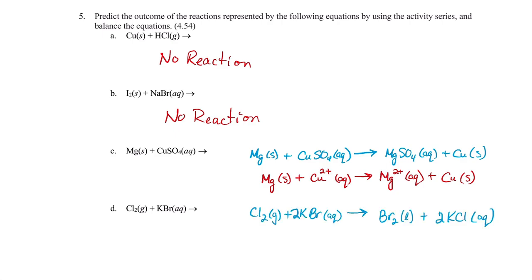So it will replace bromine, creating bromine and potassium chloride. Check your charges and check your coefficients to make sure it's balanced. And we could write this one as a net ionic equation also. Potassium bromide on the left and potassium chloride on the right are soluble. So that means the potassium ion is a spectator ion. So we could say that this reaction is the chlorine molecule reacting with two bromine ions to create the bromine molecule and two chloride ions.